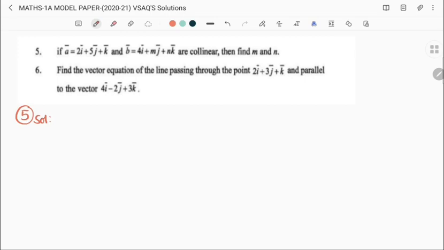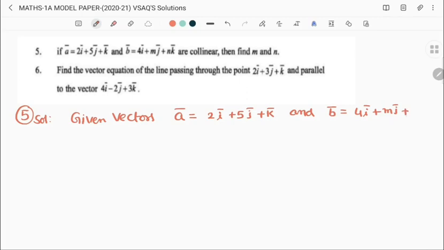If A bar equal to 2i plus 5j plus k and B bar equal to 4i plus mj plus nk are collinear, then find m and n. First, write the given vectors. Given vectors, A bar equal to 2i plus 5j plus k and B bar equal to 4i plus mj plus nk.